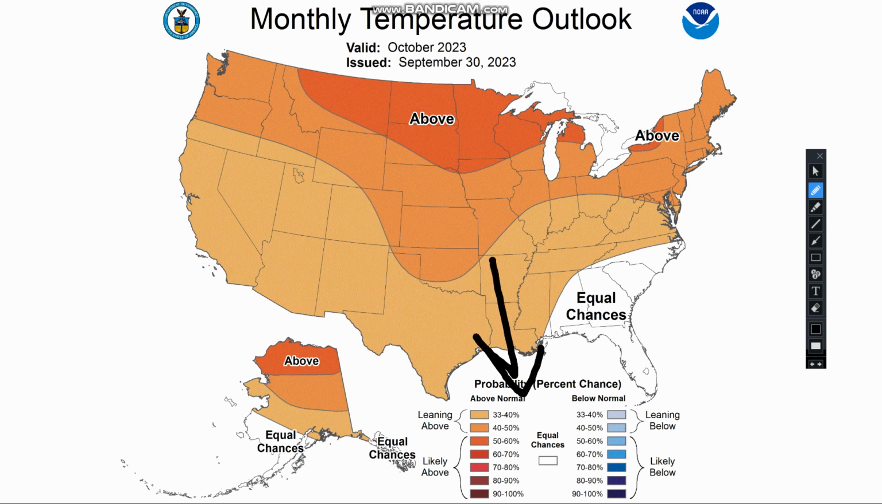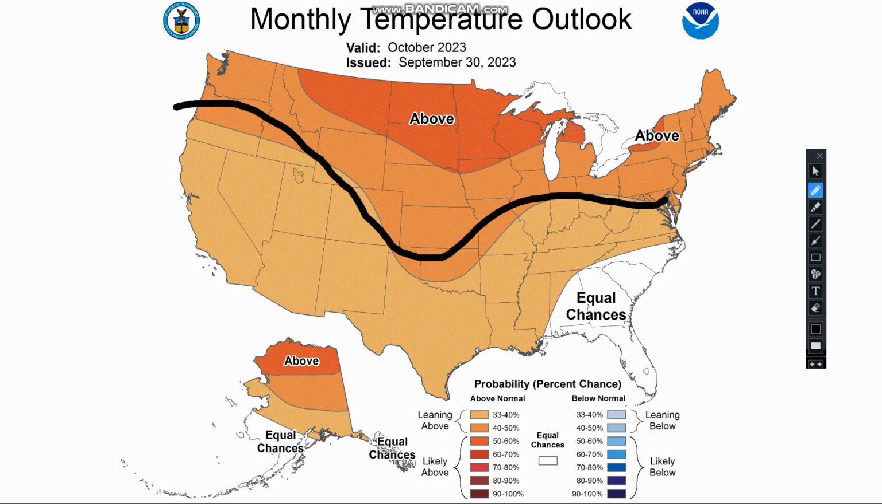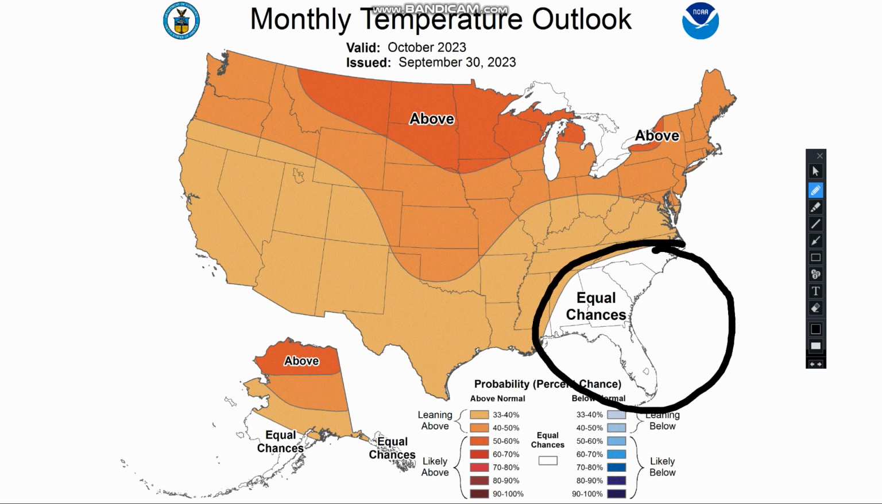And you can see by the probability, and they're keyed down here. So the best chance for that is going to be in the northern half of the United States. The southeast is the only place with equal chances.